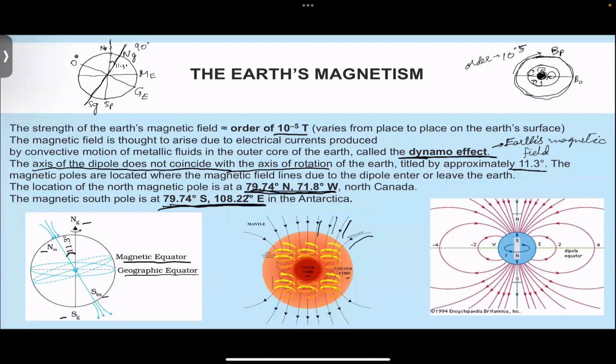There is also an understanding that usually we had seen a bar magnet before. Suppose this is a bar magnet, with north and south. Previously we had seen that the direction of the field lines was different from what is shown in the diagrams over here.